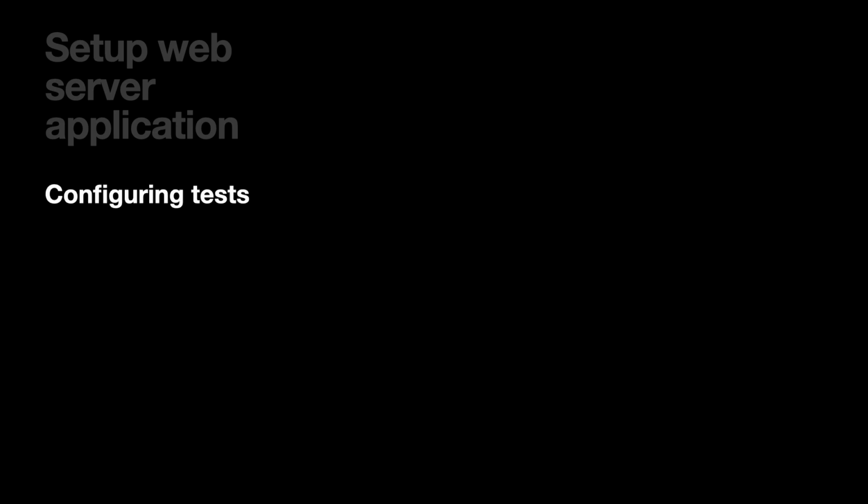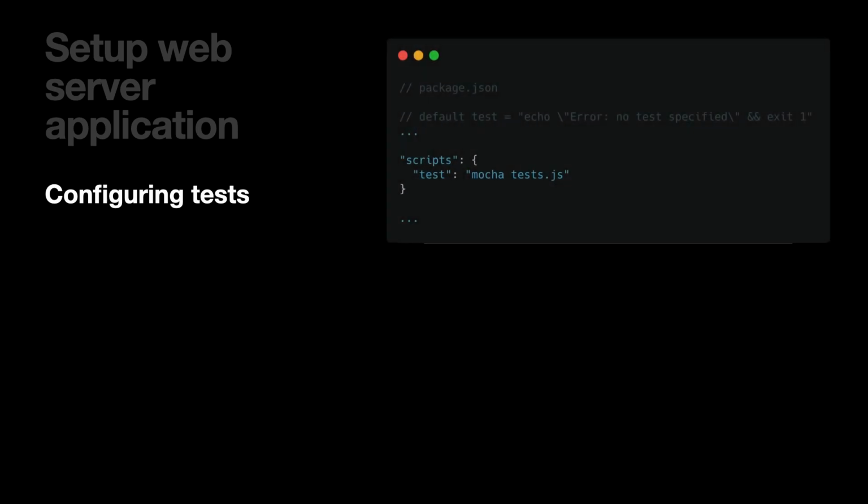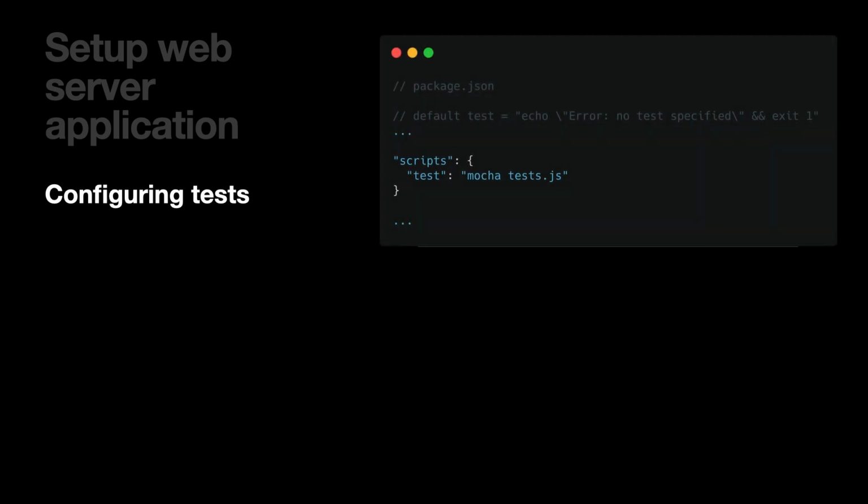Now let's look at how we can configure our test to run. So you're going to open up your package.json file that was initially created when you ran npm init. Then you're going to change the default script for the test and change that to what we have here. This is going to make sure that once you run npm test, Mocha is going to execute the test file that we just finished defining.